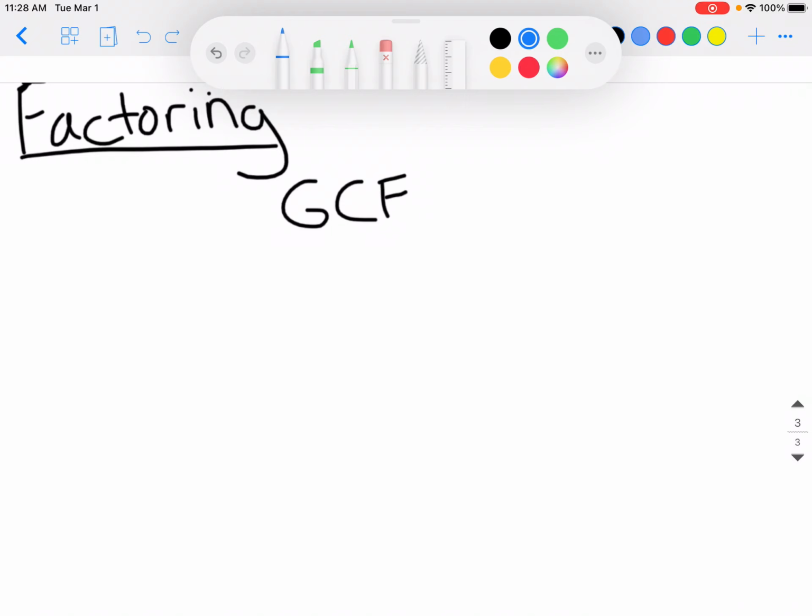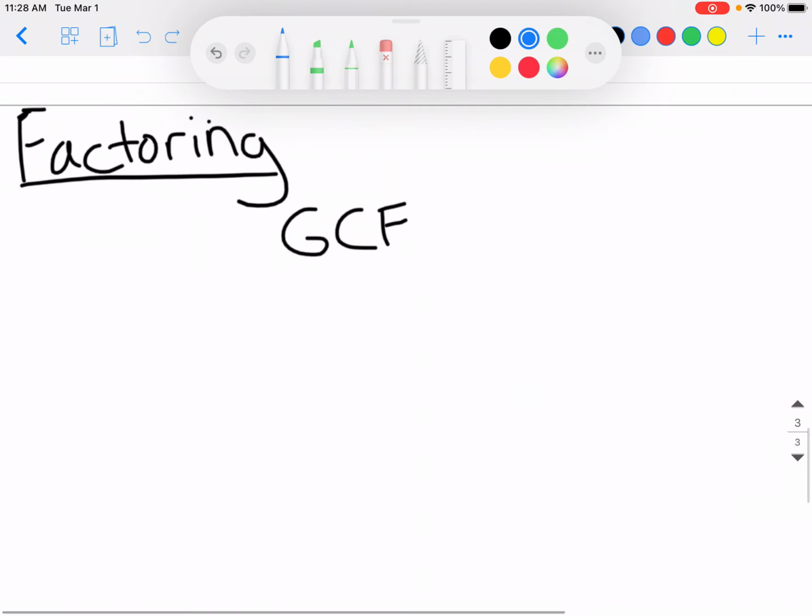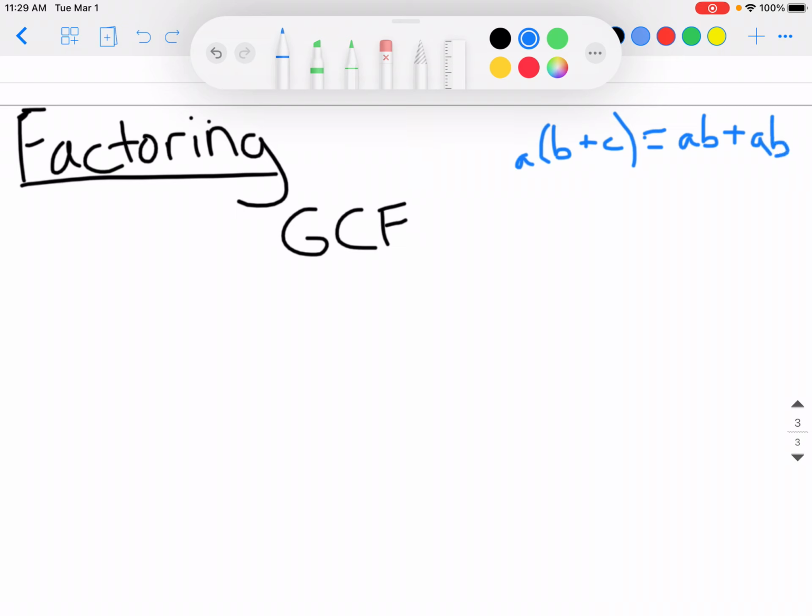Hello and welcome to this example video where we're going to work on factoring by using the GCF method. Now, keep in mind, the GCF method, all we're doing is we're undistributing. So normally, when we're learning math, we learn the distributive property by showing it like this, starting with A times the quantity B plus C, and then we say, hey, that's AB plus AC.